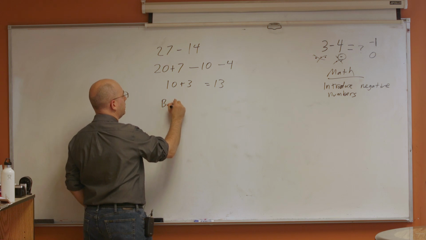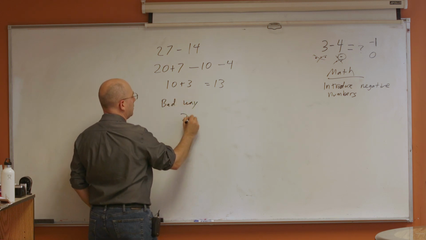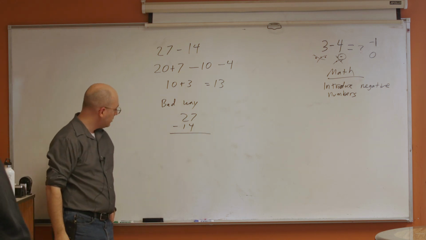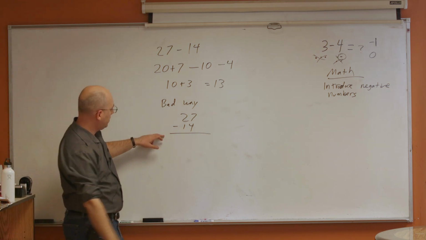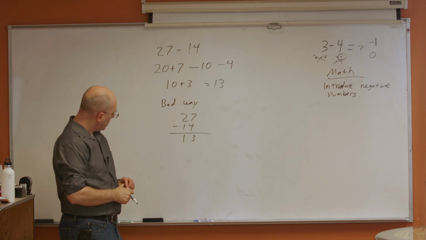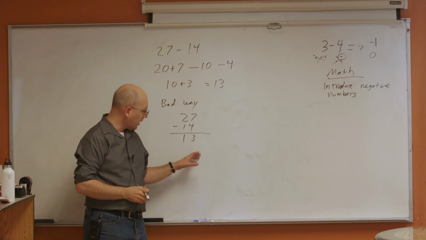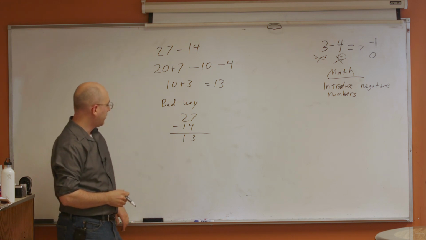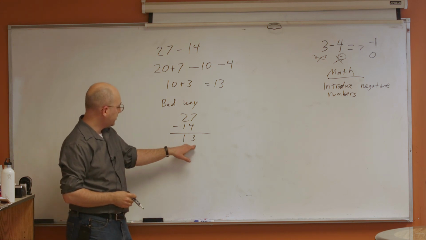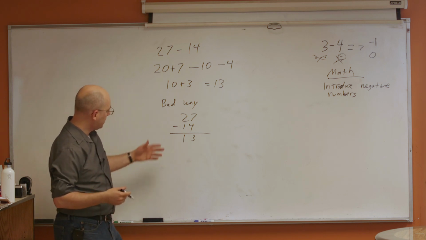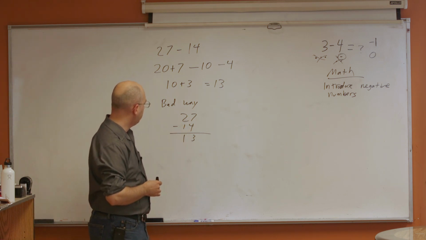Now, as usual, there's the bad way, which is 27 minus 14, and you start on the right. 7 minus 4 is 3, 2 minus 1 is 13. Again, it's bad because you start with the wrong digit of what you care about. You care less about the 3 than you care about the 10. But again, we do that because of carrying reasons.